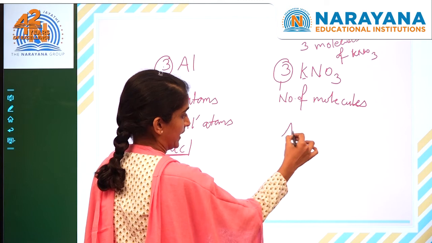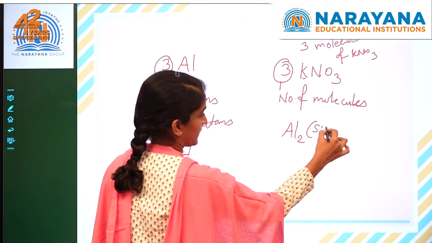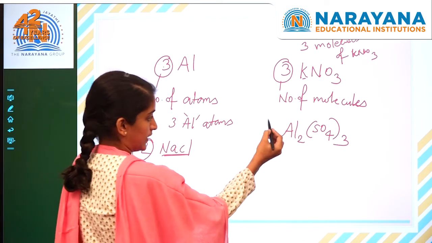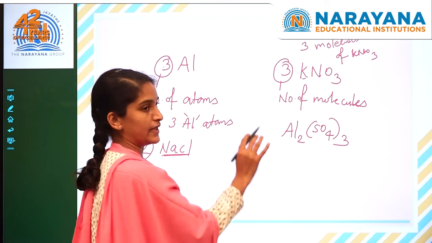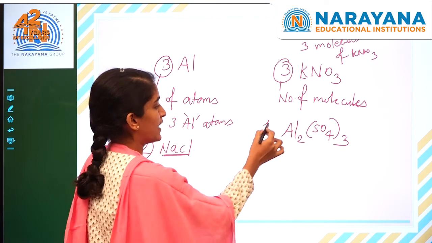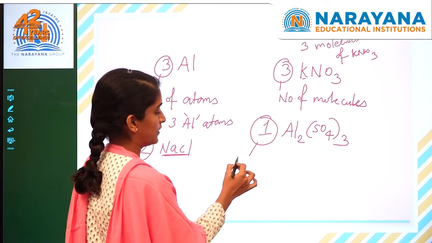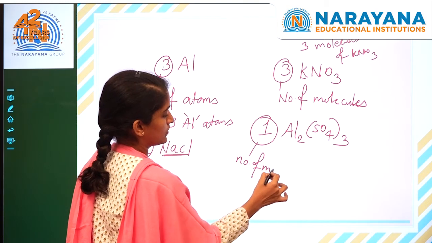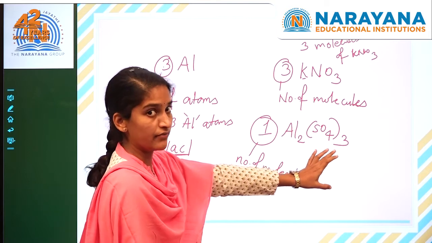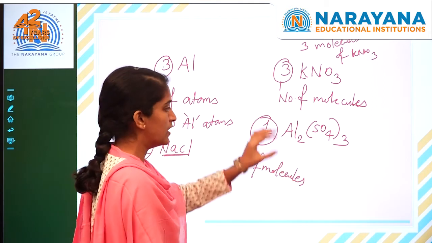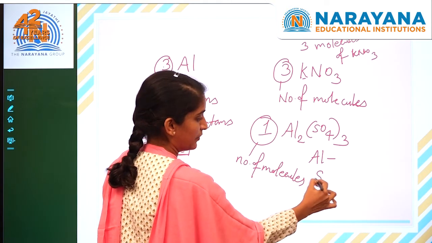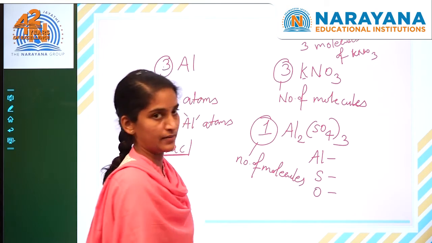See another example. Al2(SO4)3, taken thrice. See here, to the left hand side of the chemical formula there is no number, which indicates there is 1. So this 1 indicates the number of molecules of aluminium sulfate. So here the number is 1. How many molecules of aluminium sulfate are there? 1 molecule of aluminium sulfate. One molecule of aluminium sulfate contains how many aluminium atoms, how many sulfur atoms, and how many oxygen atoms?